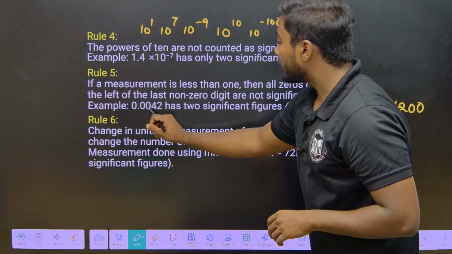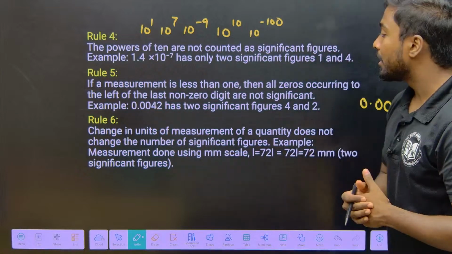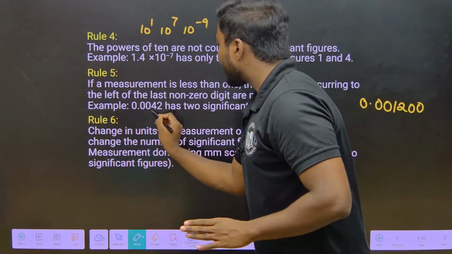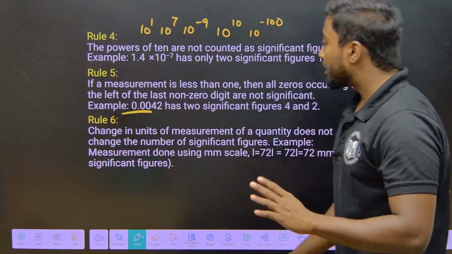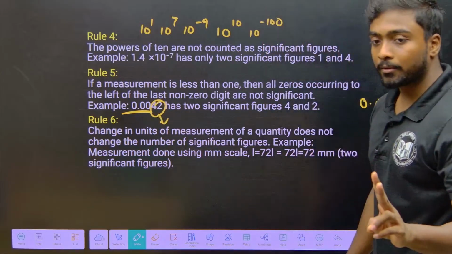Example: 0.0042. Here the last non-zero number is 4. Before that, are any zeros available? Yes, 3 zeros. I should not consider those. So how many significant figures? Only 2 significant.